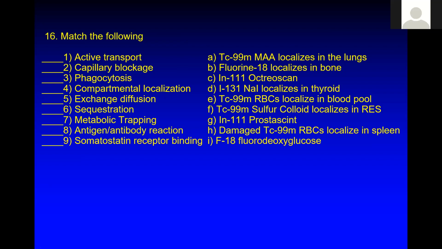Exchange diffusion. B, like boy. Sodium fluoride, F18, localizes in bone tissue. Remember, the fluoride exchanges with the hydroxide on hydroxyapatite. Sequestration, cell sequestration. H, damaged red cells. Metabolic trapping. I, good, FDG. Antigen antibody reaction.